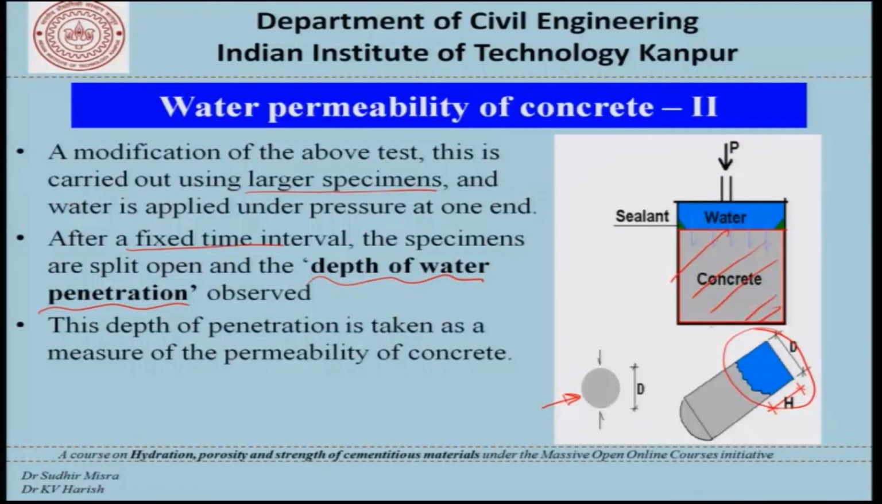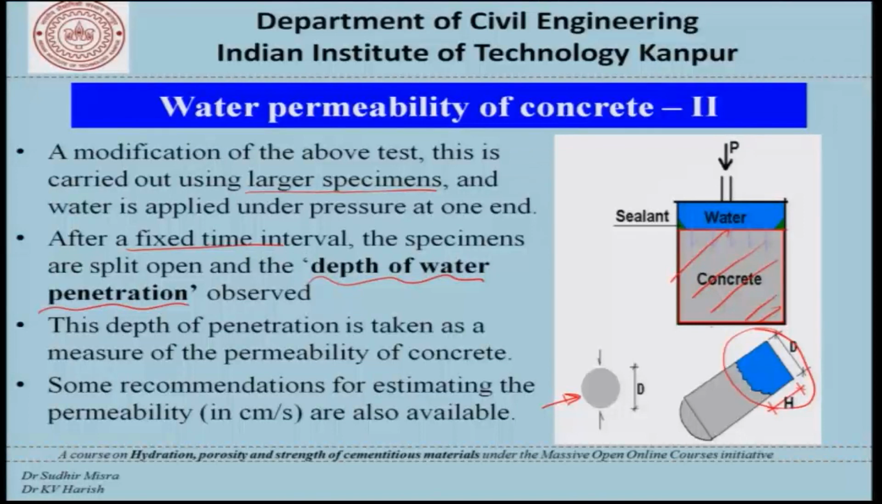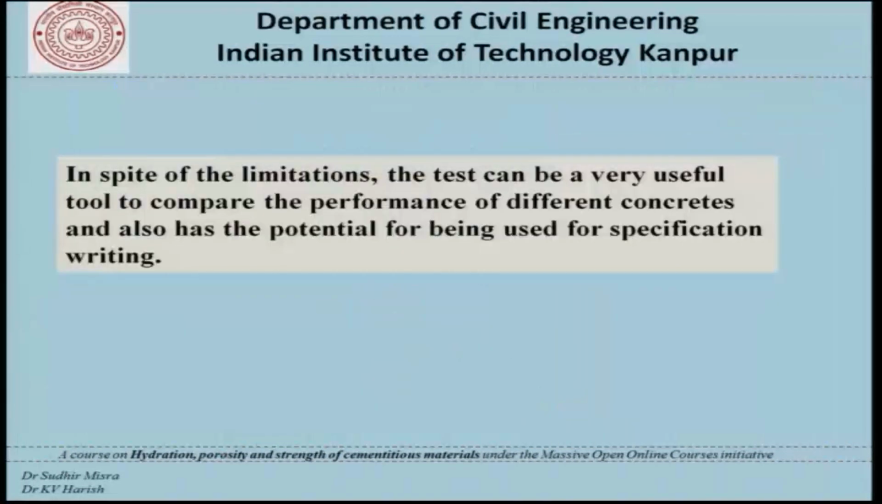This depth is taken as a measure of the permeability, and some recommendations for estimating the permeability in centimeters per second or meters per second are also available, relating it to this height. So, this too is not a direct measurement of permeability in the traditional units of centimeters per second, but an indirect measure of the water permeability of concrete. Like the previous test, this test also has the potential of being used for specification writing and also for comparing the performance of different concretes.